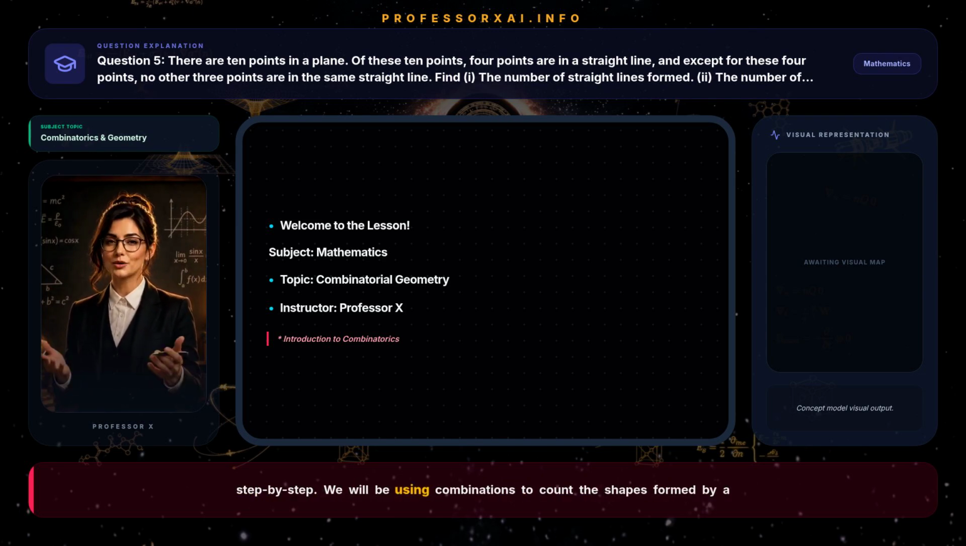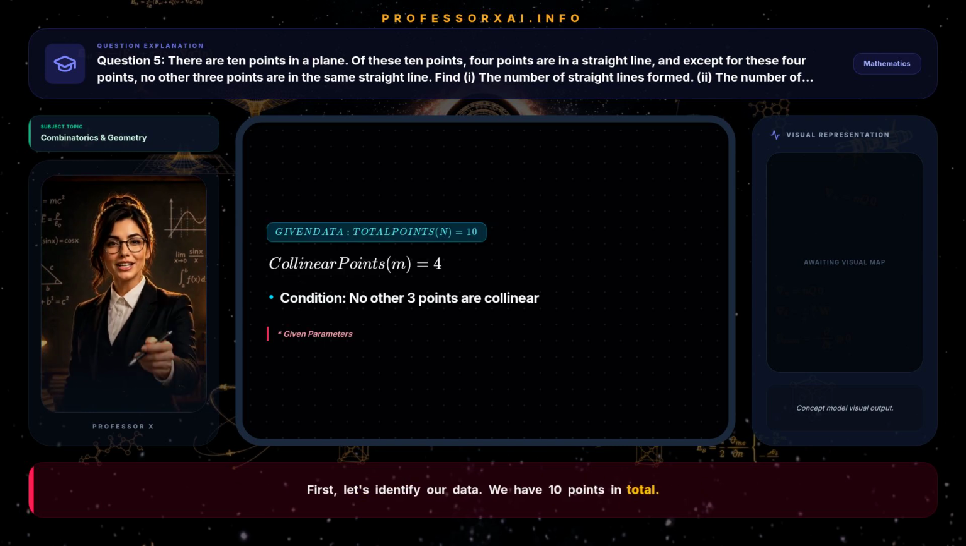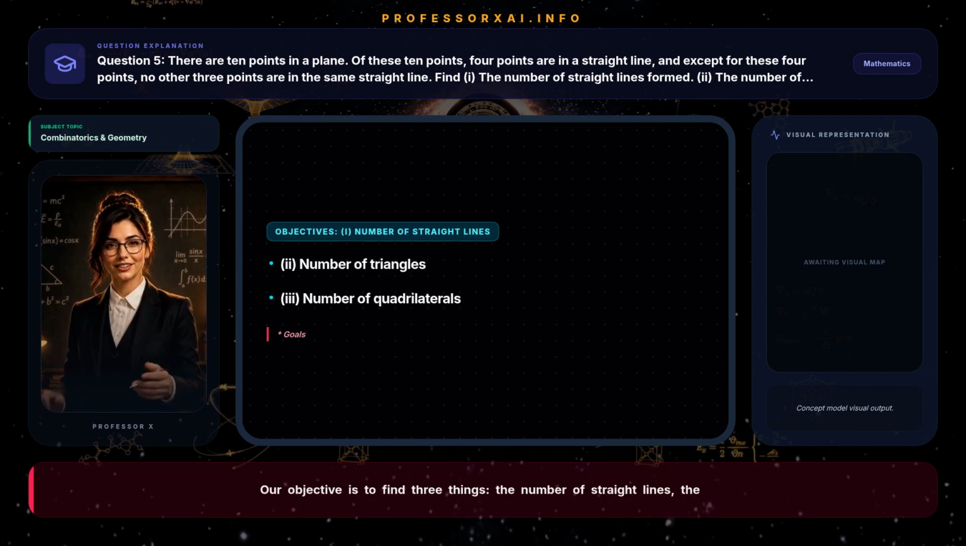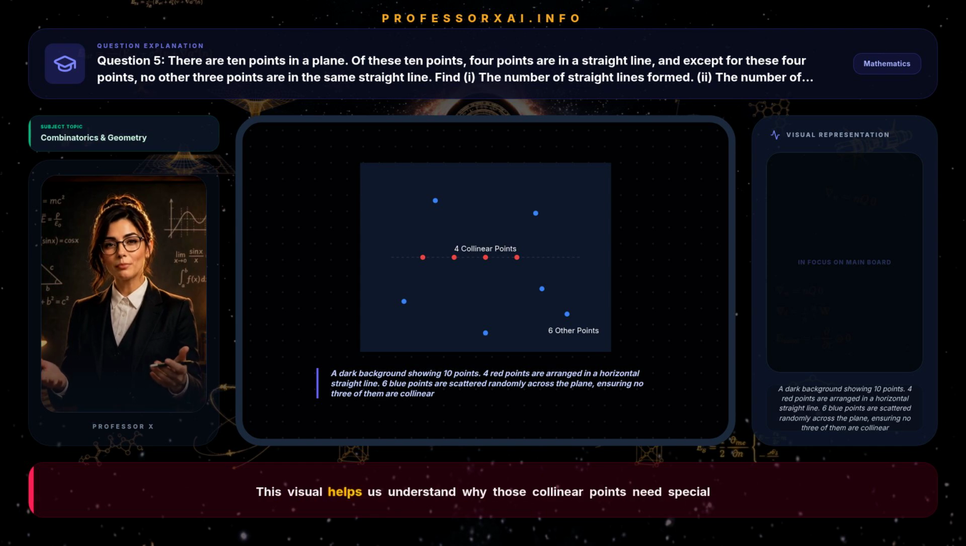Let's solve this interesting geometry problem step by step. We will be using combinations to count the shapes formed by a set of points. First, let's identify our data. We have 10 points in total.